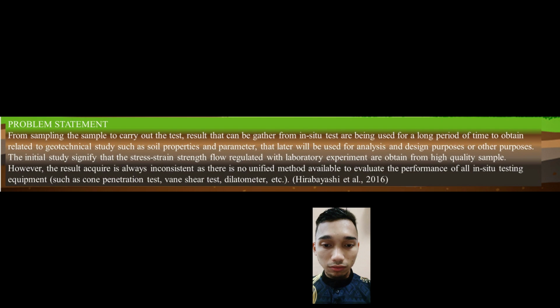Next is the problem statement. From sampling the sample to carrying out the test, results that can be gathered from in situ tests have been used for a long period of time to obtain related data for geotechnical study, such as soil properties and parameters that later will be used for analysis and design purposes or other purposes. The initial study signified that the stress-strain strength flow regulated with laboratory experiments is obtained from high quality samples. However, the results acquired are always inconsistent as there is no unified method available to evaluate the performance of all in situ testing equipment.